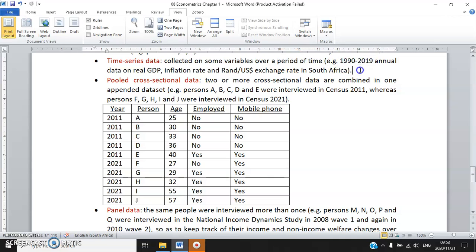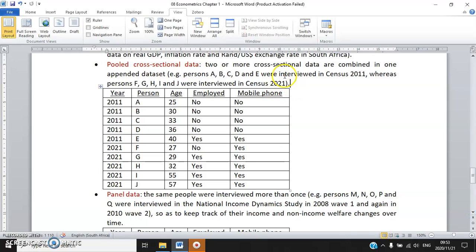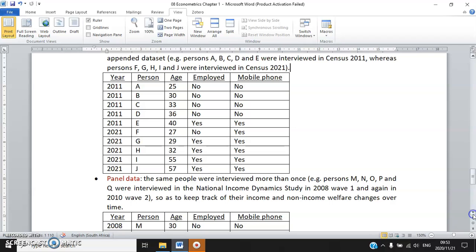Time series data means data collected on some variables over a period of time, let's say from 1990 to 2019, annual data on real GDP, inflation, rand-dollar exchange rate in South Africa. If we pool at least 2 cross-sectional data together to combine it as an appended data set, then we call it pooled cross-sectional data. So look at this as an example.